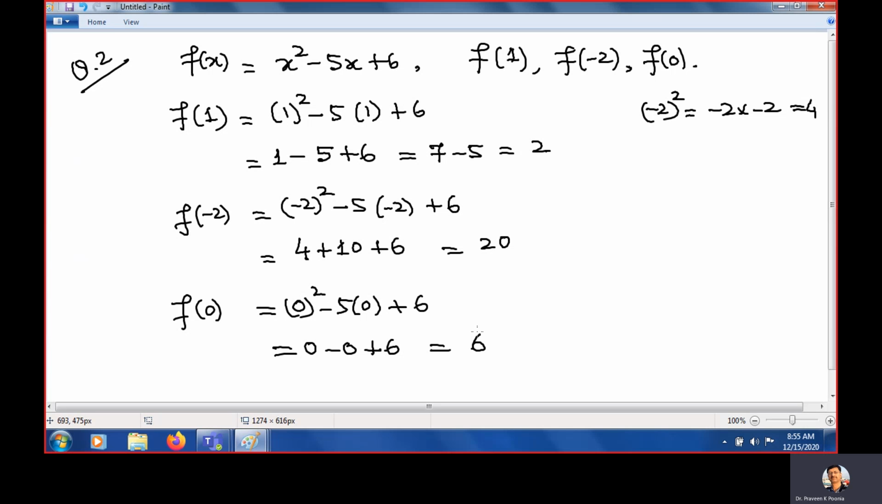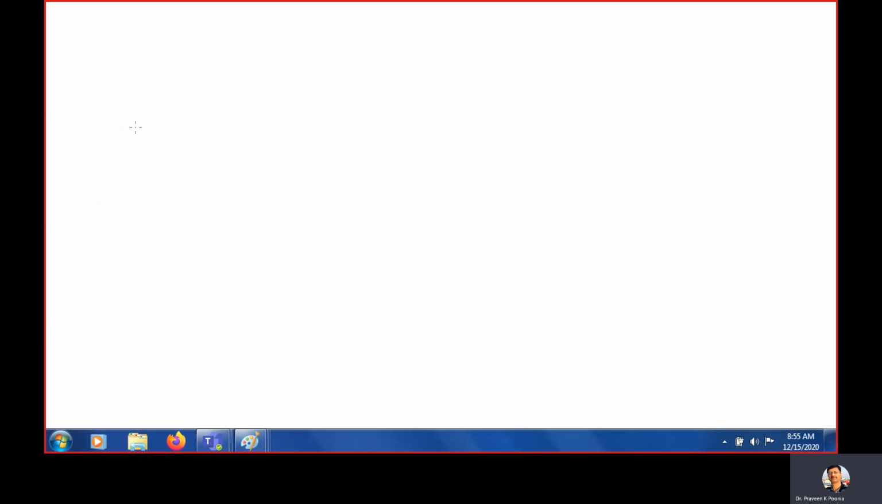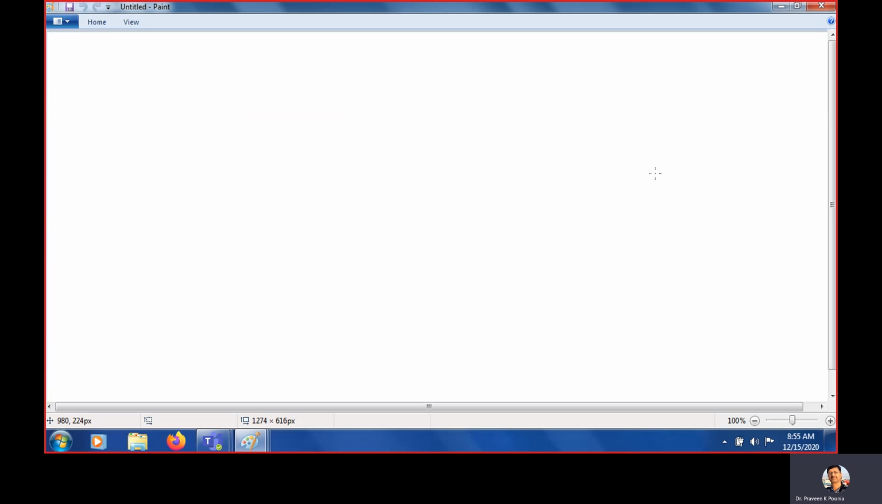So this is about how to calculate the value of the function at various given x. Okay. Now we can take one more question. It is because 1 mark question is coming, so I am explaining more questions for you.